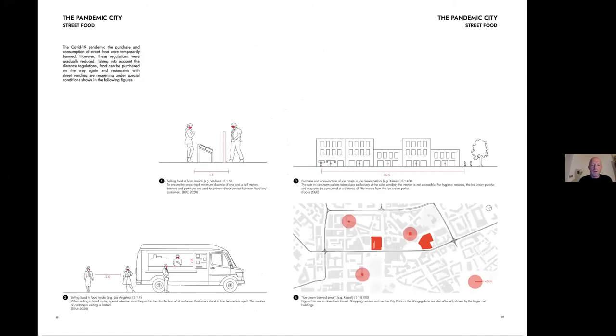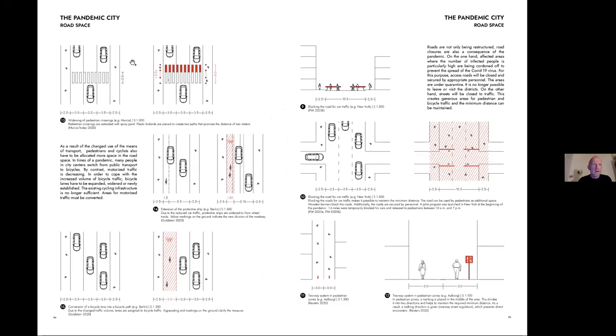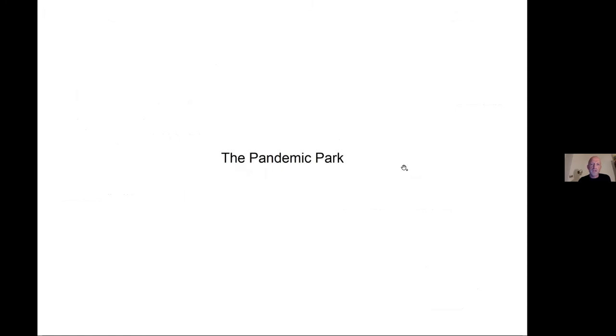Then we have other regulations in the city, like here, if you buy an ice cream, you have to move 50 meters away from the ice cream shop to consume your ice, so as to spread people out and not have crowds. In the urban space, zebra crossings get widened, parking lots are turned into bicycle roads, one-way systems for pedestrians appear, even whole streets were closed off. So the urban space changed dramatically.